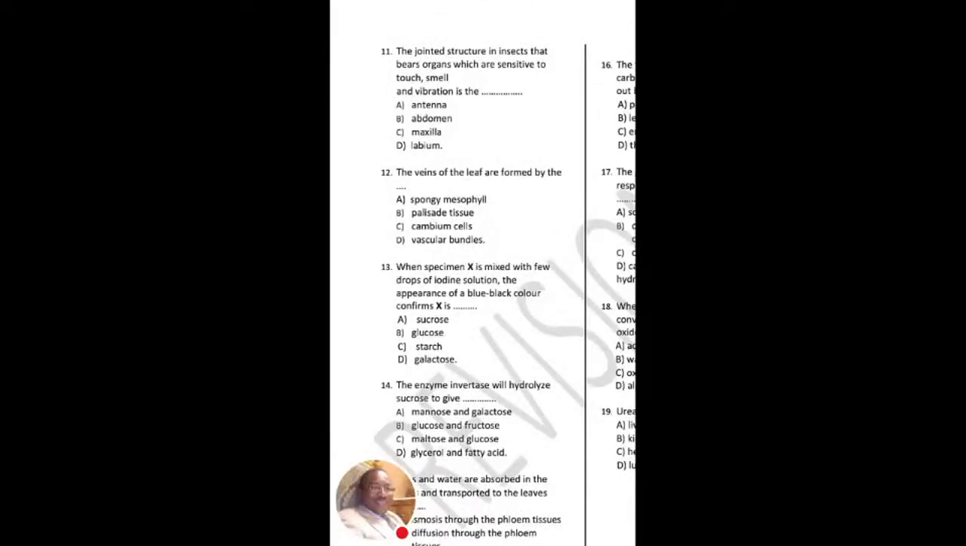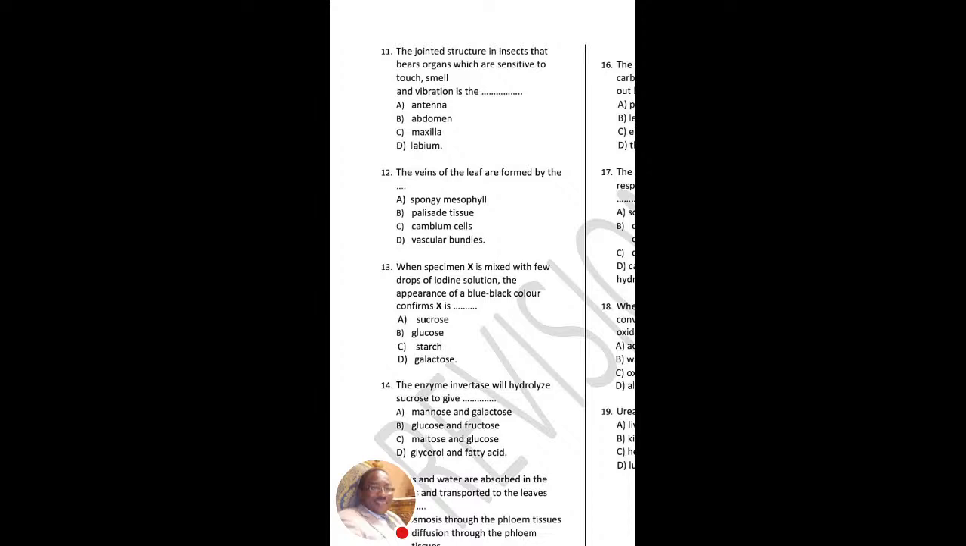Question number 11. The jointed structure in insects that bears organs which are sensitive to touch, smell, and vibration is A. Antenna, B. Abdomen, C. Maxilla, D. Labium. Please, C and D are mouth parts that are used for biting and chewing. Abdomen is majorly for food storage in insect. The antenna is the organ of smell and vibration in insect. That's why you see cockroaches have their antenna very long to detect smell and vibration. It's a feature meant for survival in its environment.